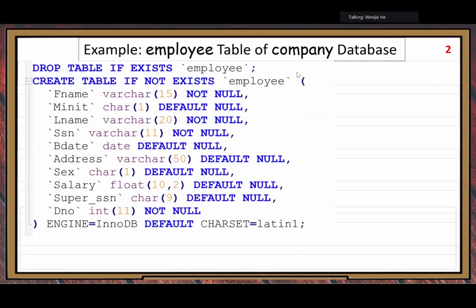Let's look at the definition of the employee table. This is the definition, and you have all these fields. Let me explain several things. First, let me explain the first line. Why do you add this one? Drop table if it exists.